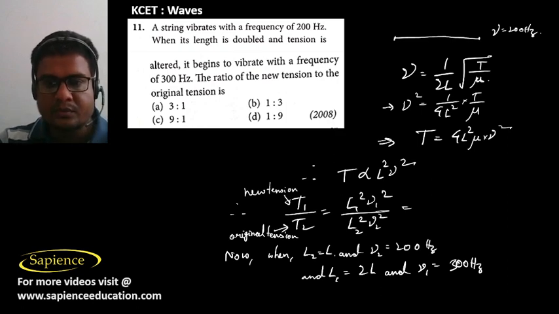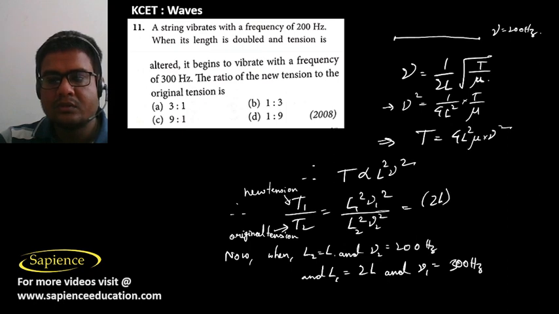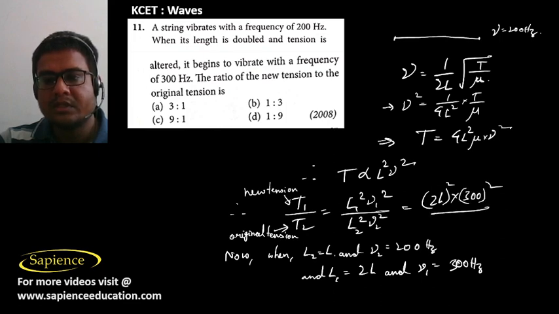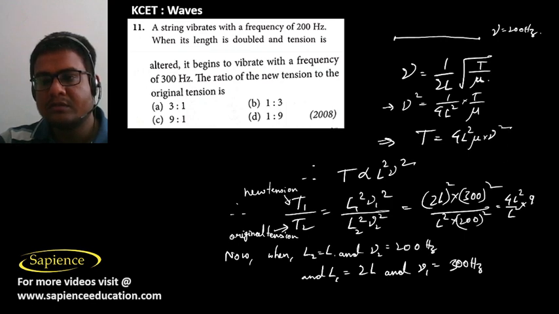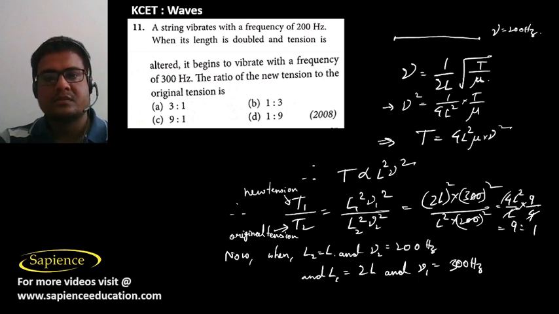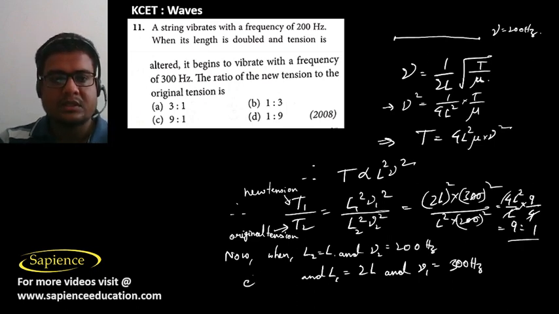So that will be equal to L1 square, that is 2L whole square, into nu1, that is 300 whole square, divided by L square into 200 whole square. So this will be 4 L square by L square into 9 by 4, since the zeros will cancel and 4 and 4 will cancel, and the ratio is 9:1. So option C is the correct answer.